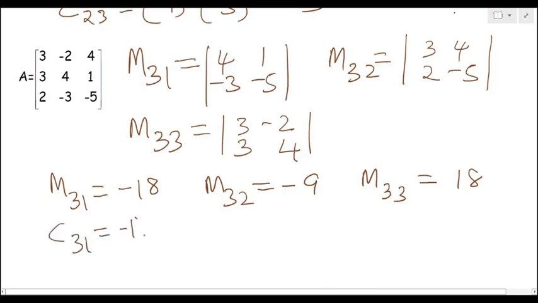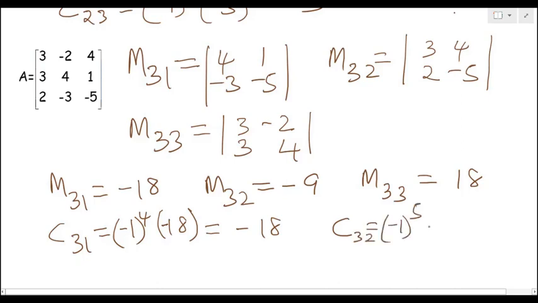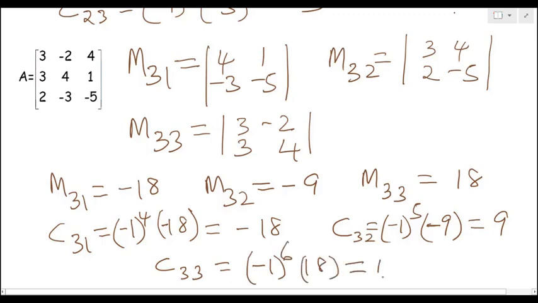And the corresponding cofactors: C31 is equal to minus 1 raised to 4 multiplied by 18 minus 18, this is equal to minus 18. C32 is equal to minus 1 raised to 5 multiplied by minus 9, which is equal to 9, and C33 is equal to minus 1 raised to 6 multiplied by 18, which is equal to 18.